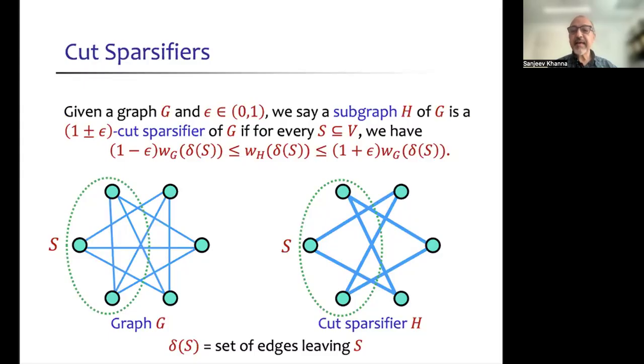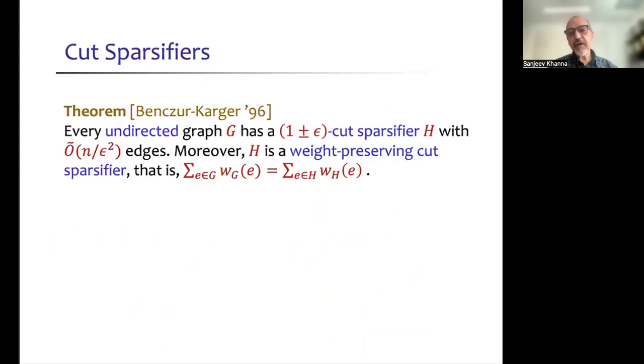So this means that even if the original graph G was an unweighted graph, the sparsifier H must necessarily be a weighted graph in general. There is a beautiful result of Benczúr and Karger from almost 30 years ago. It shows that every n-vertex graph G admits a cut sparsifier H, which has only order n log n edges. Moreover, one can assume that the sparsifier H has the same total edge weight as the graph G. That is, H is a weight-preserving cut sparsifier of G.